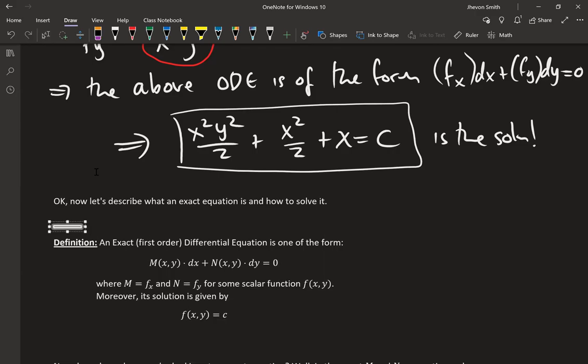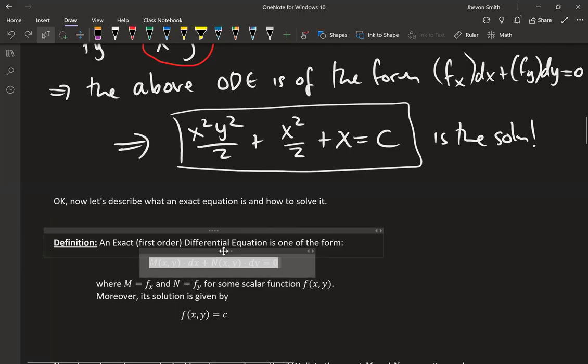Although I think I do define this later on. If not, I'll come back and box that. So here's what I want you to take away, okay? And I'm going to refine this a little bit soon. An exact differential equation is one of this form.